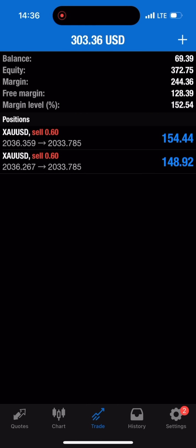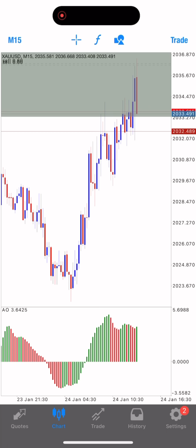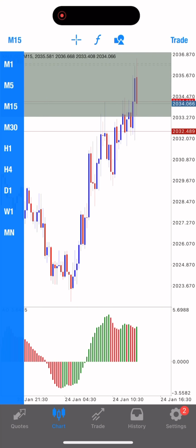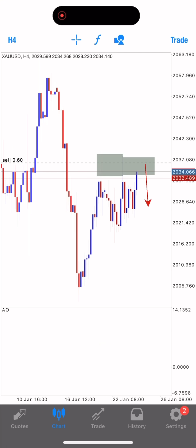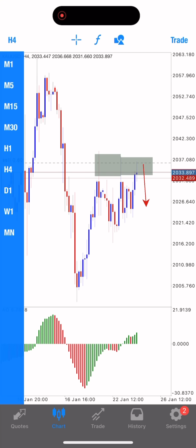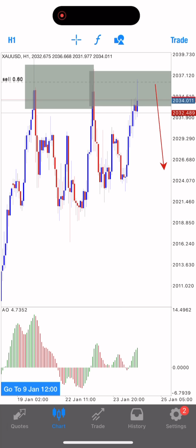So guys, here is another trade which I just entered. This is a fundamental setup. Immediately when I saw it, I couldn't start the recording because I needed to enter immediately. I don't need to waste time because this is a fundamental setup.